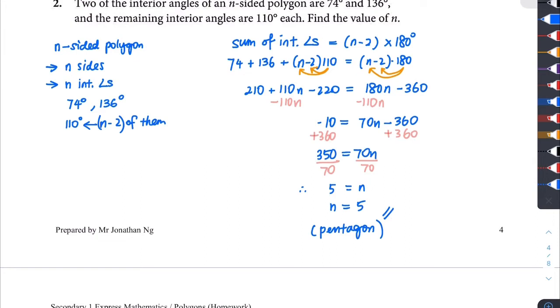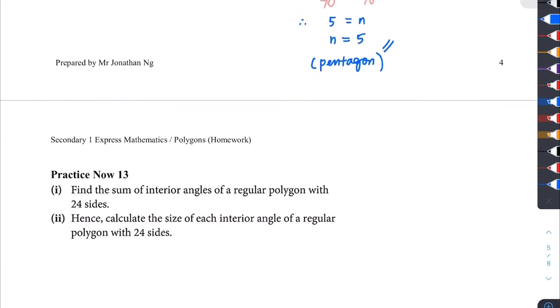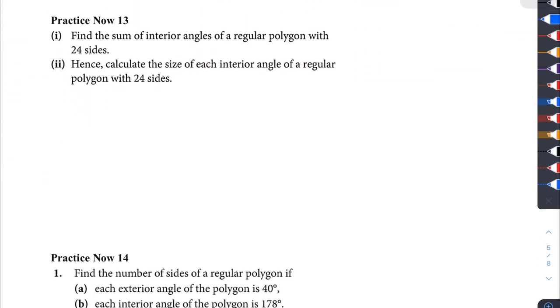For this kind of question, we don't guess and check, we make use of the formula and form the equation. So the formula is very, very important. That's for 1, that's for 2. Let's move to more questions.